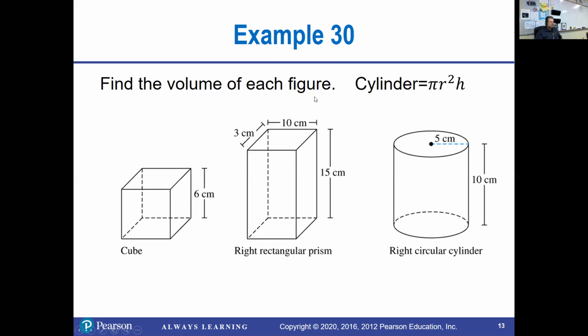All right, finding volume. Figures. Cube, length times width times height. 6 times 6 times 6 is 216. Rectangular prism, 3 times 10 is 30. 30 times 15 is 450. Now, cylinder is very similar, but you take the area of the base, which is a circle, pi r squared times the height. Well, r squared is 25. 25 times 10 is 250. 250 times pi is 250 pi centimeters cubed in terms of pi.